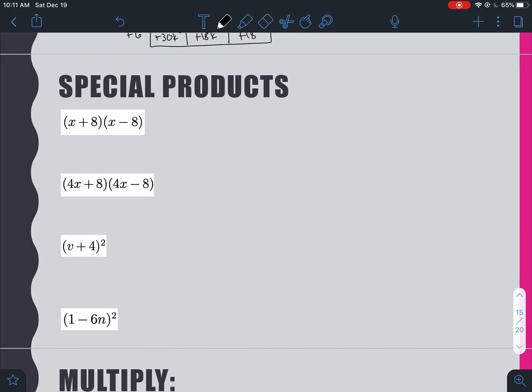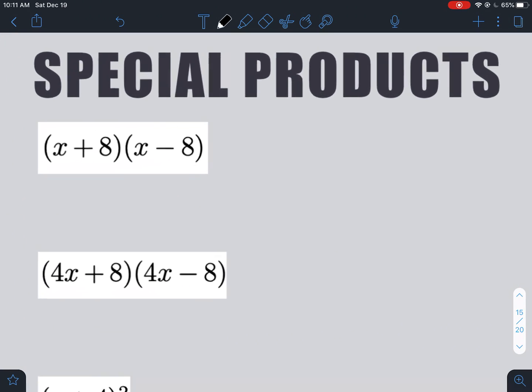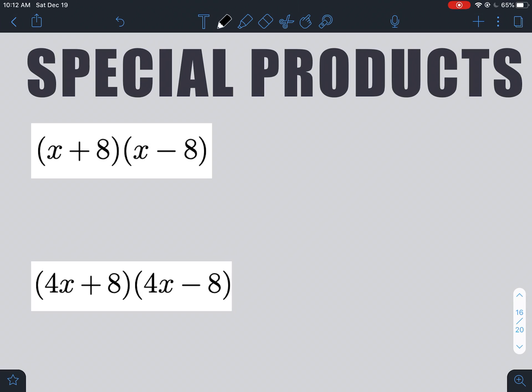So some special products that are going to pop up more and more as we deal with more binomials and trinomials, and we're going to do something called factoring eventually, are as follows. So what happens if I take x plus 8 times x minus 8? What's going to end up happening? So notice I have an x and an x, but then I have a positive 8 and a negative 8. So if I go to multiply these, what's special about it?